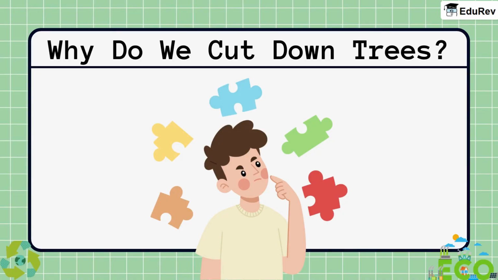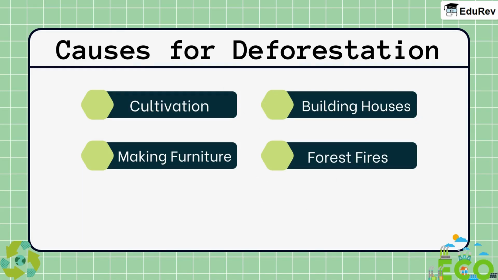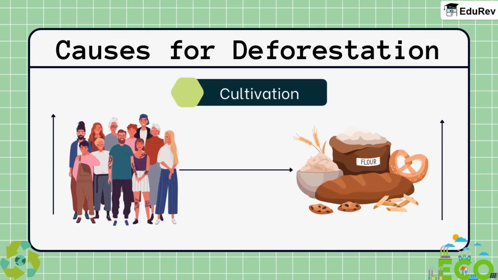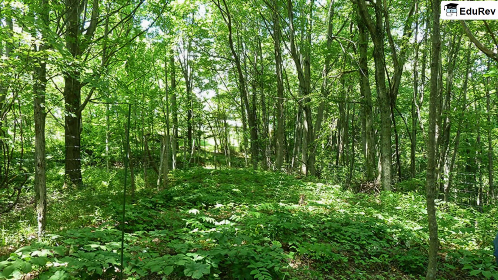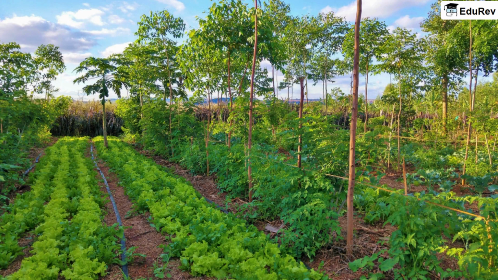But why do people cut down trees? What are the reasons behind deforestation? Yes, there can be many, but let's look at some major reasons here. The first one is procuring land for cultivation. Humans need food to survive, and as the population grows, so does the demand for food. To grow more crops, humans convert forest lands into agricultural lands by cutting down trees.